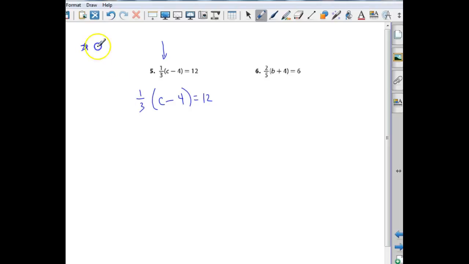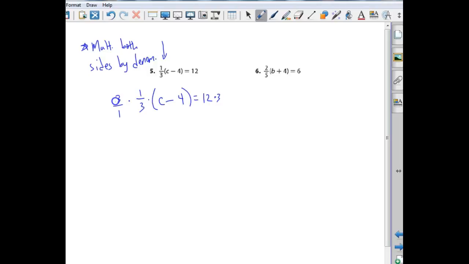And here is the golden trick. If you multiply both sides by the denominator of that fraction, you can get rid of the fraction, and it makes the problem really, really simple to do. You have 1/3 times this, so instead of distributing that, I'm going to look at the denominator, which is 3. I'm just going to multiply both sides times 3.